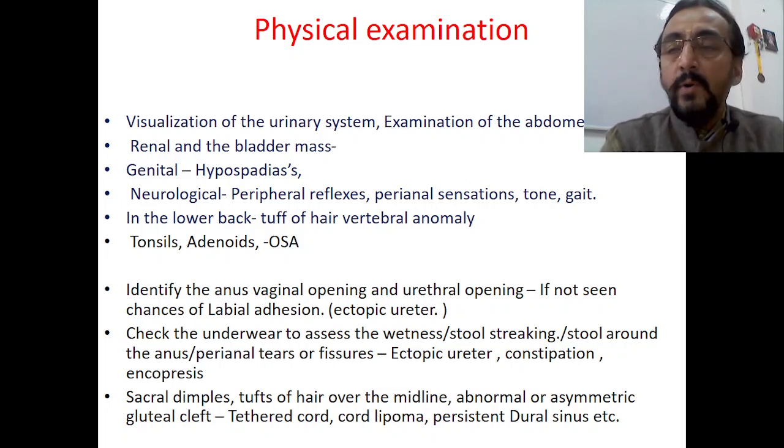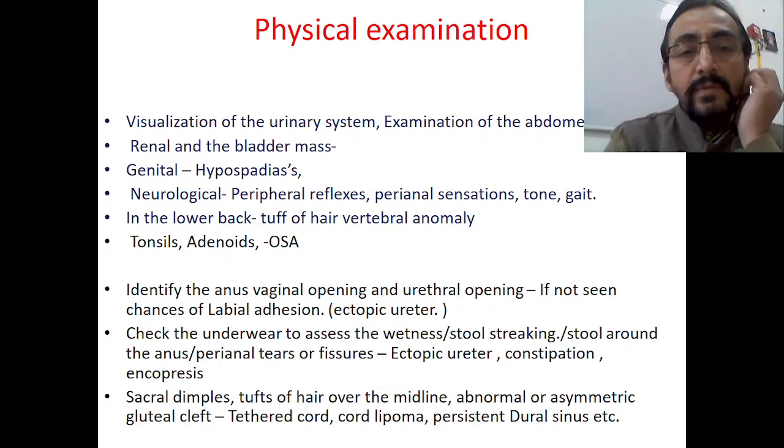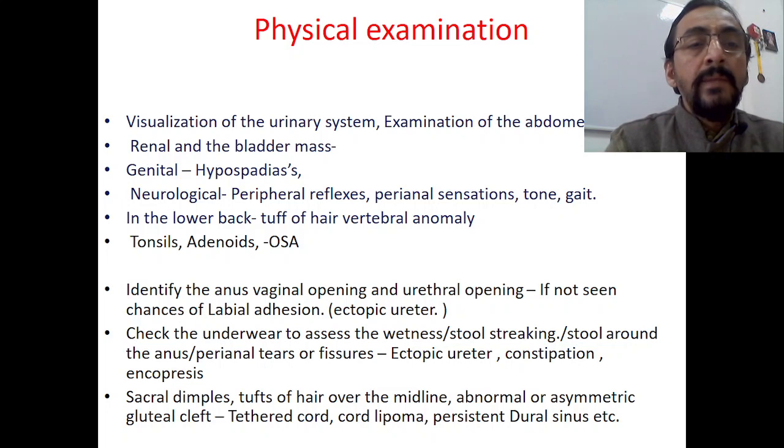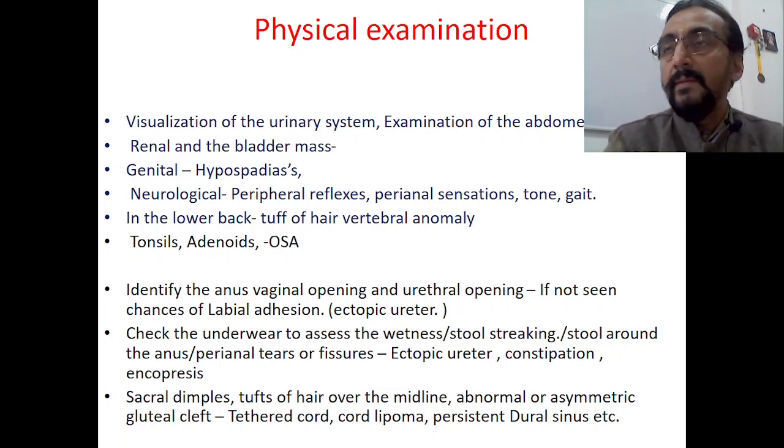So what are the different points that have to be seen in physical examination when we are dealing with a patient of nocturnal enuresis or Shayya mutra? Visualization of the urinary system and examination of the abdomen. Then we have to be more focused on urinary system and also examination of the abdomen. Then we have to also look into renal and bladder masses, and we have to also look into the genital for hypospadiasis, epispadiasis like conditions, because these are also the most common causes.